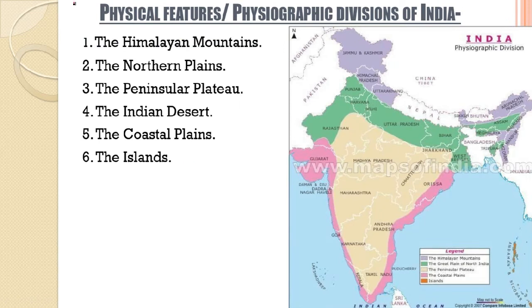Now when we learnt about the physical features of India, or the physiographic divisions of India, we came to learn about the Himalayan mountains, the northern plains, the peninsular plateau, the Indian desert, the coastal plains, and the islands, which you can easily identify through the color coding.